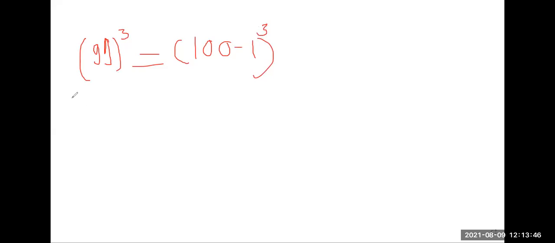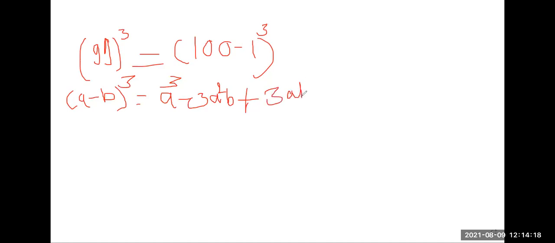Okay. Then put the formula: (a minus b) cube is equal to a cube minus 3a square b plus 3ab square minus b cube.